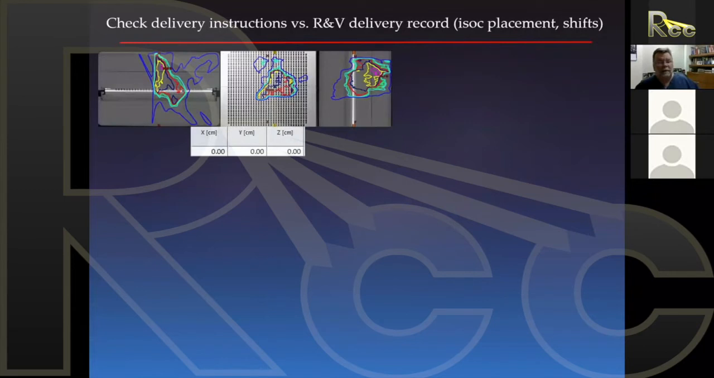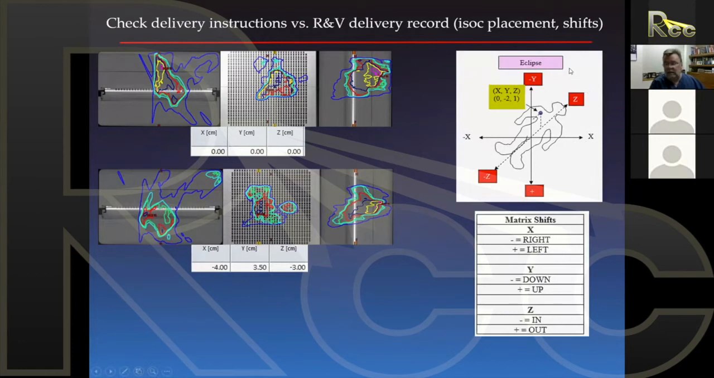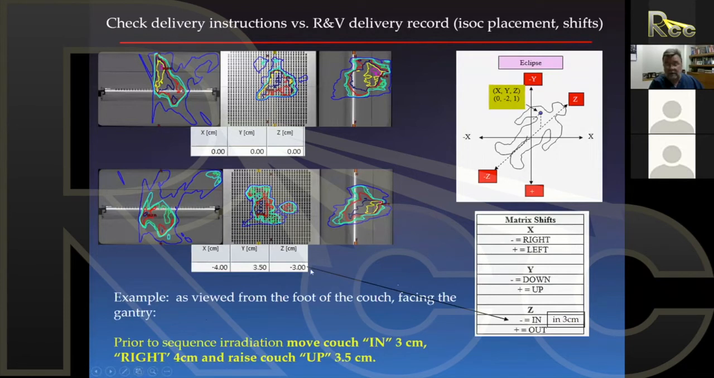This is the example I had. So here we have axial, coronal, and sagittal distribution where the beams were placed virtually at the isocenter of the phantom. For some reason, we've decided to move the plane of calculation, plane of assessment here by this much. For our Eclipse planning system and our Linac setup, this is the coordinate system that we use. So if we view from the foot of the couch facing the gantry, we can say prior to sequence irradiation, move the couch in, Z in 3 centimeters, right 4 centimeters, and raise the couch up 3.5 centimeters.